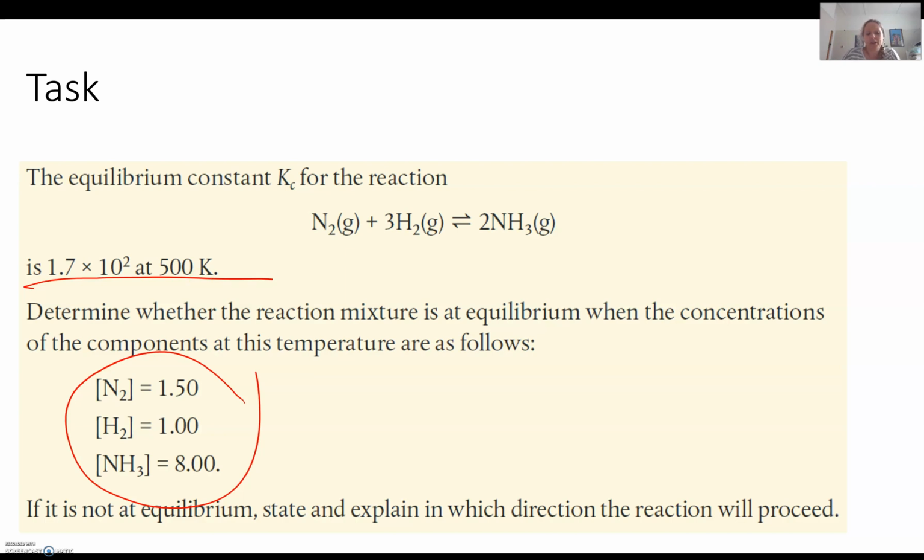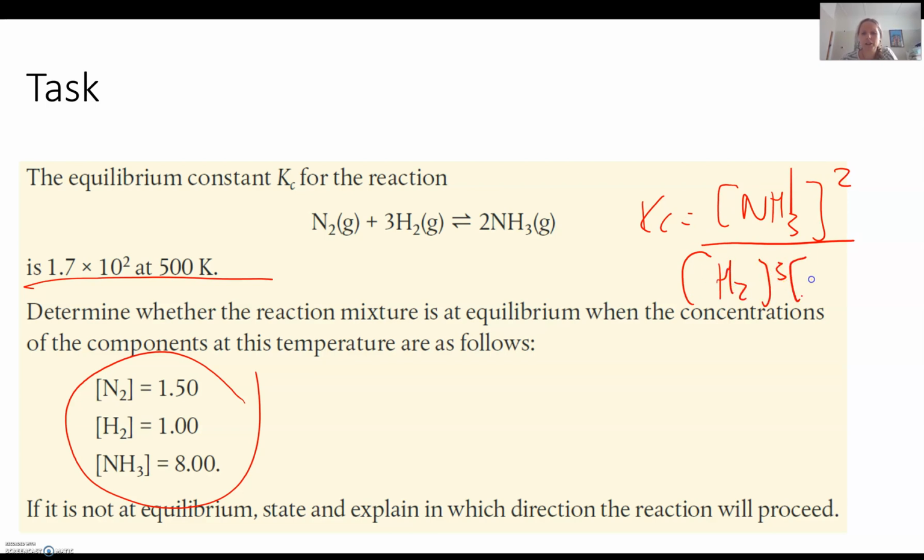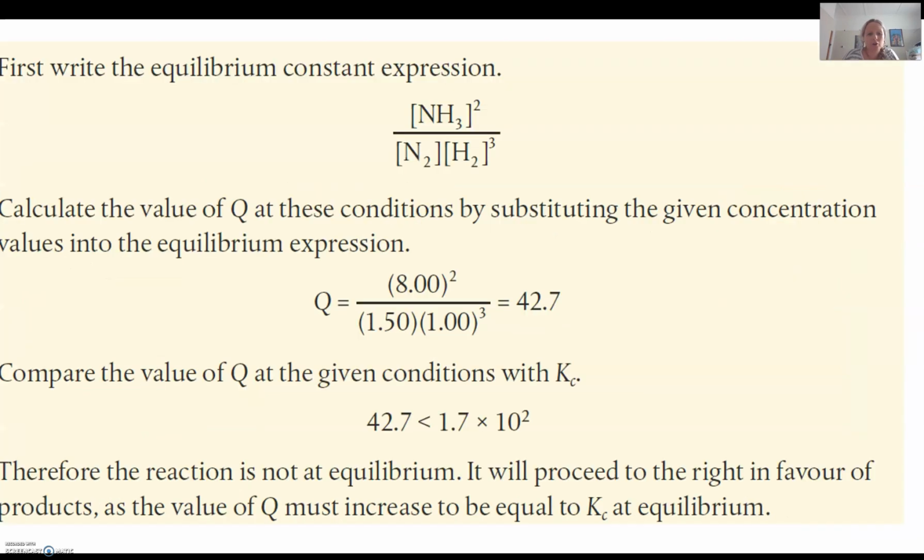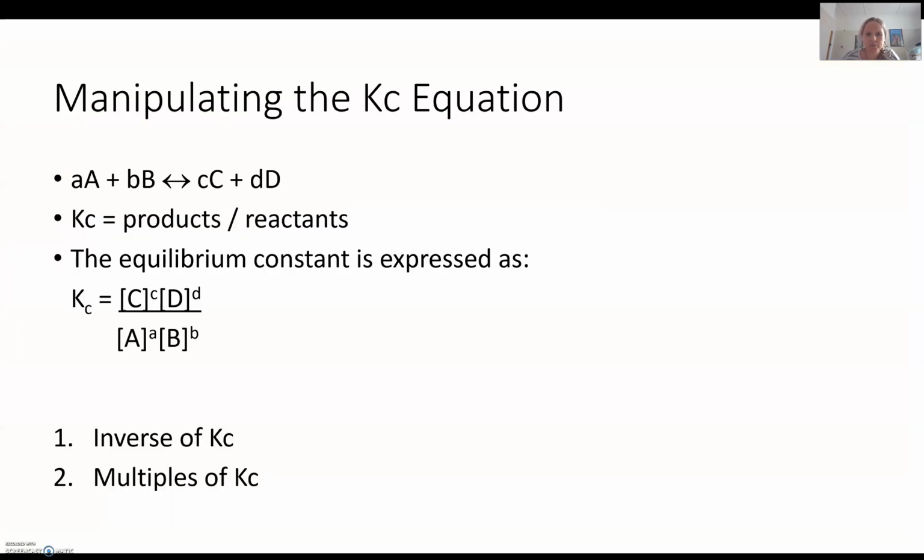So if we plug all those into your Kc expression, where Kc is products divided by reactants, so NH3 divided by H2 cubed times N2, and you plug in all those values, you will end up with a value of 42.7. Now, our Kc that was given was 1.7 times 10 to the 2. This is bigger than the value we've got, which means that in order to get to our Kc, which is far bigger, our equilibrium needs to shift to the right and make more products. This is the style of question IB will ask you.